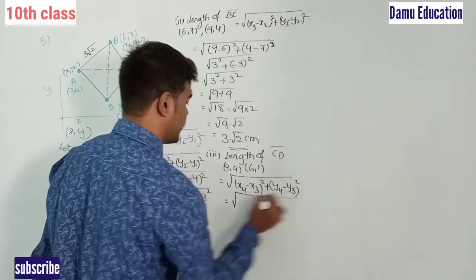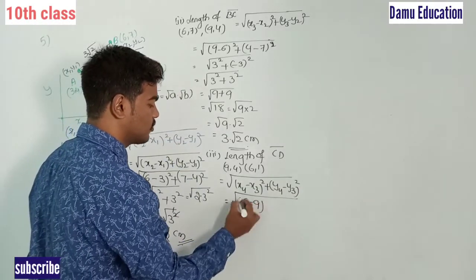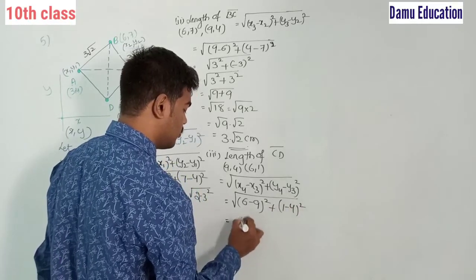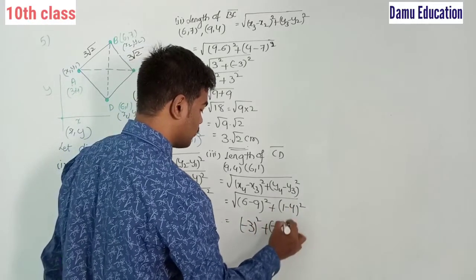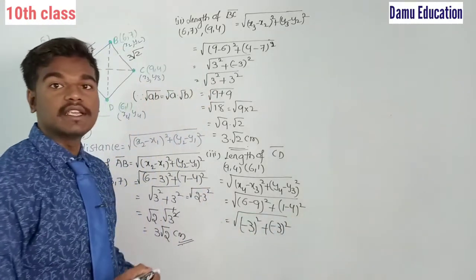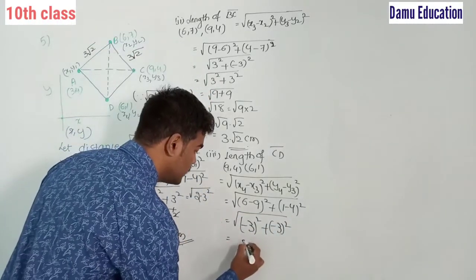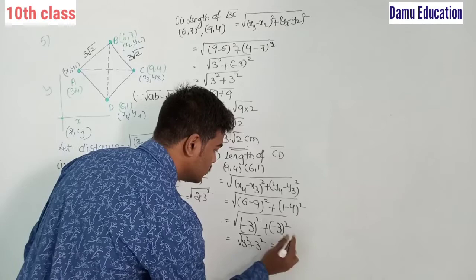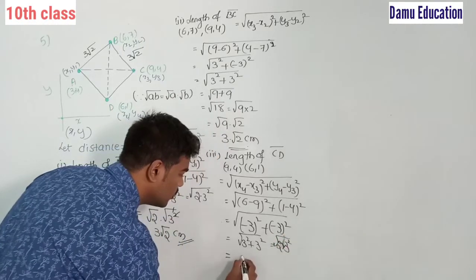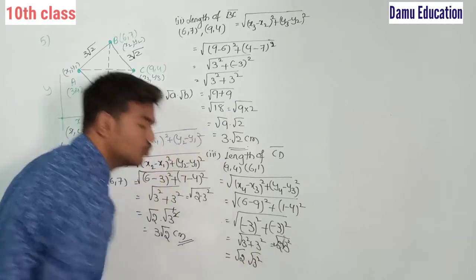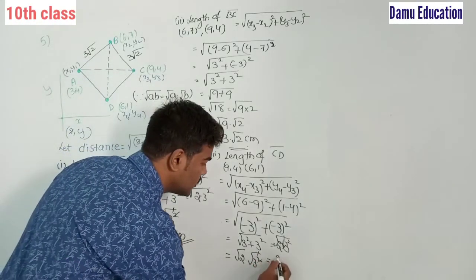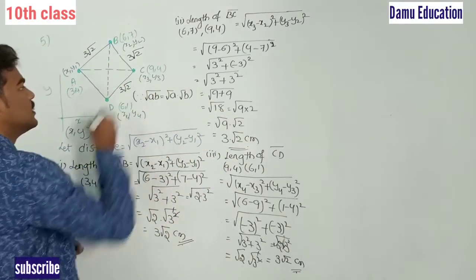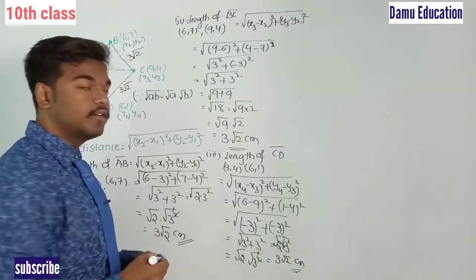So let's substitute. x4 is 6, so 6 minus 9 whole square plus 1 minus 4 whole square. So minus 3 whole square plus minus 3 whole square. Why? Because 6 minus 9 becomes minus 3. So 3 square plus 3 square is 2 times 3 square, and the square root and square cancel. Then it is 3 root 2 centimeters. So this is the length of CD.